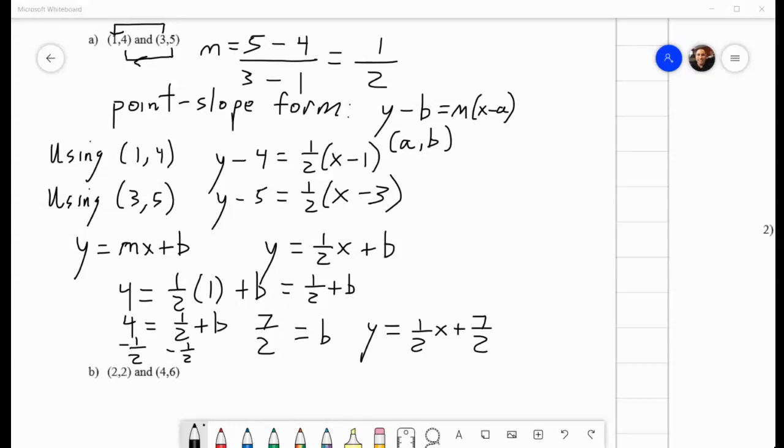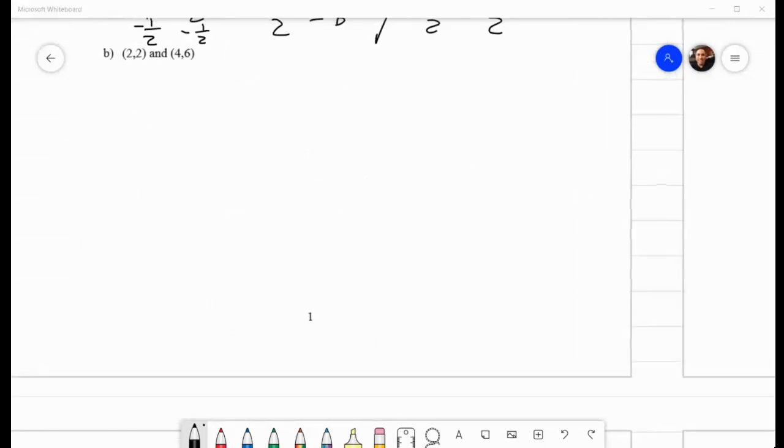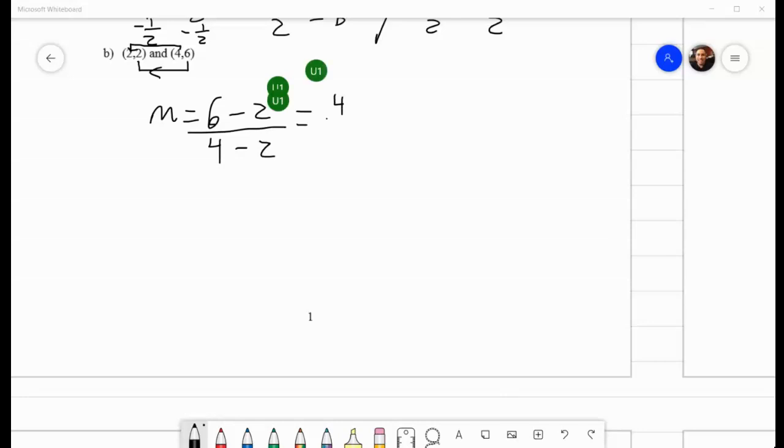Okay, let me move on to part B then. Same idea, except you're using different points. Okay, so for this, it's the same idea. We got to get the slope. Okay, so what can we do? Well, we can do 6 minus 2 over 4 minus 2, right? Change in y divided by the corresponding change in x. And so what we get is 4 over 2, which is 2. You know, it's a little nicer than a half. So our slope is 2.